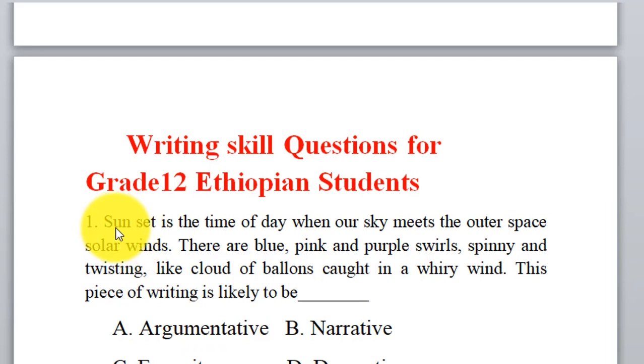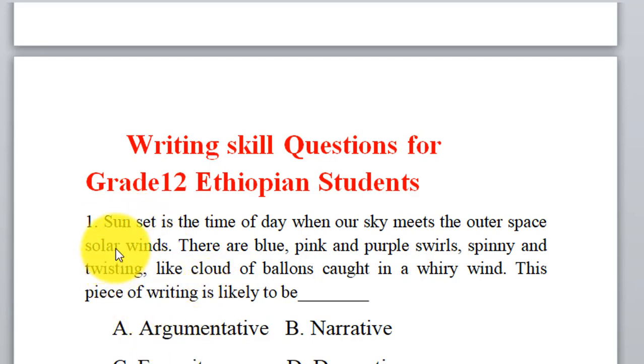First, you have to understand here. Sunset is the time of day when our sky meets the outer space. This is the topic sentence of the paragraph. So what does this sentence mean? Do you think this piece of writing refers to a kind of argumentative, a debatable? Are two different ideas run here? No, this is not argumentative. When it comes to narrative, is it narrating information, narrating something? No, it's not narrating.